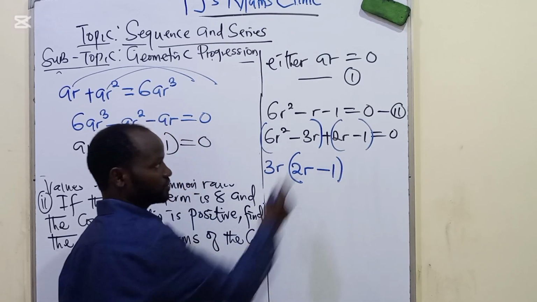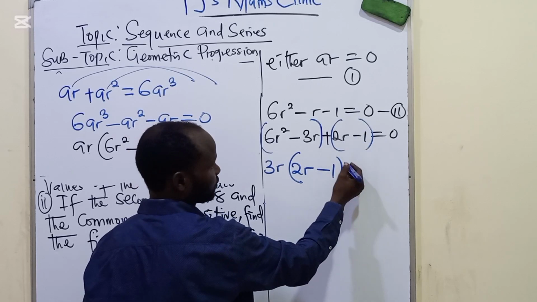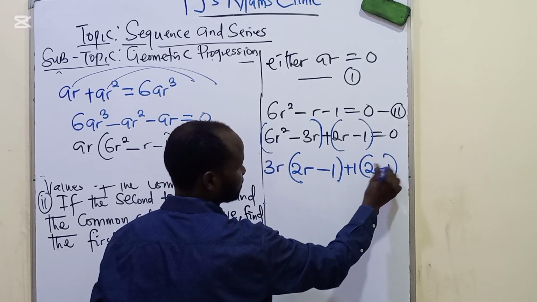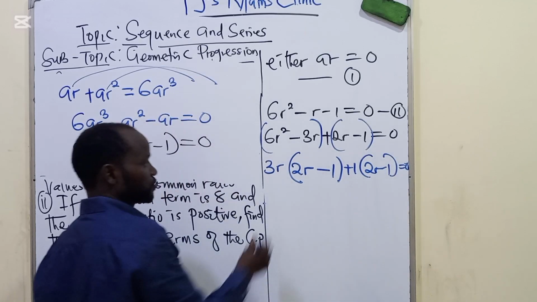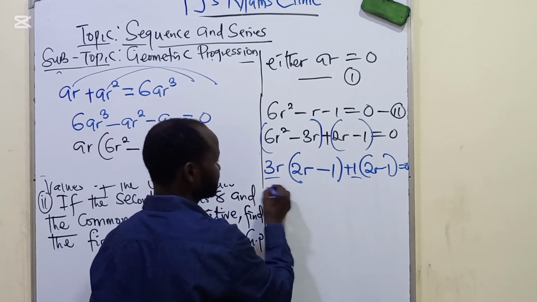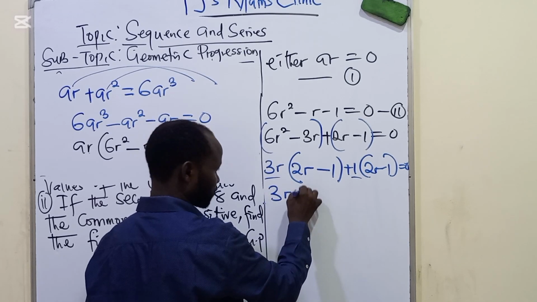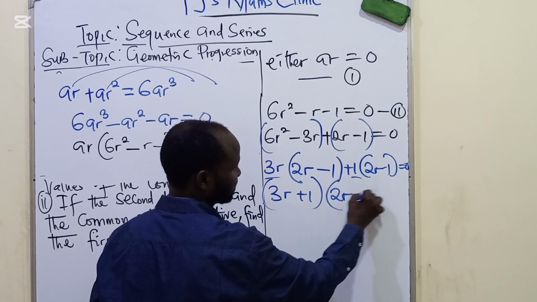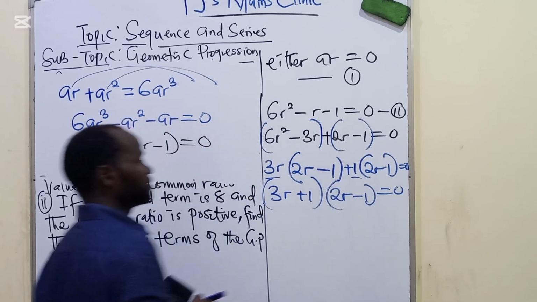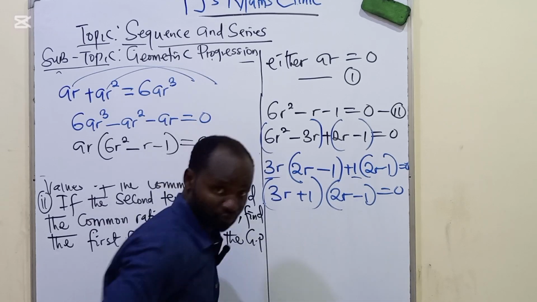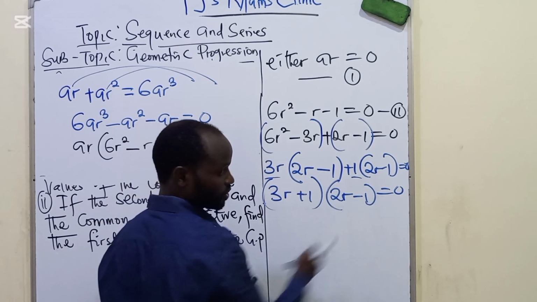We close the bracket. What is common here is (3R + 1)(2R - 1) = 0. So what we have inside the bracket are the same. We'll pick what we have outside. That will be (3R + 1) in one bracket, then (2R - 1) = 0. Very important. So at this point, either 3R + 1 = 0 or 2R - 1 = 0.